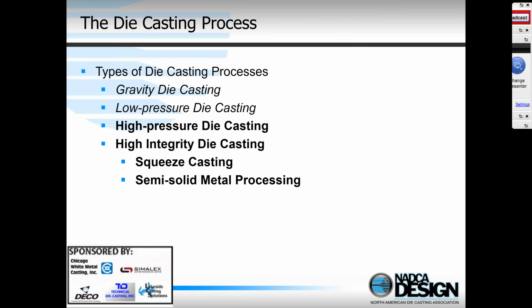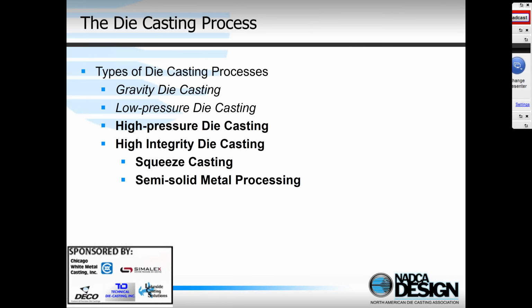But here in North America, we tend to make a more careful distinction. Here, die casting is short for high pressure die casting, or sometimes high integrity die casting processes. And so these are different from gravity poured processes, and these are different from low pressure processes where extremely low pressures are used to fill the cavity.